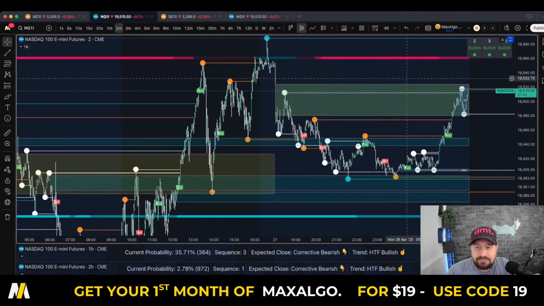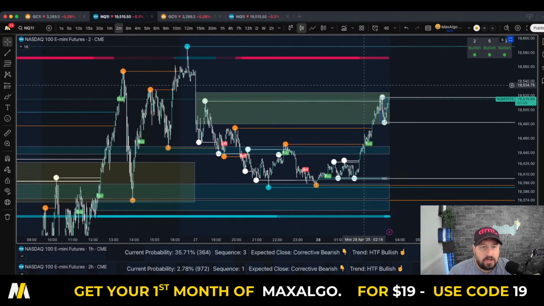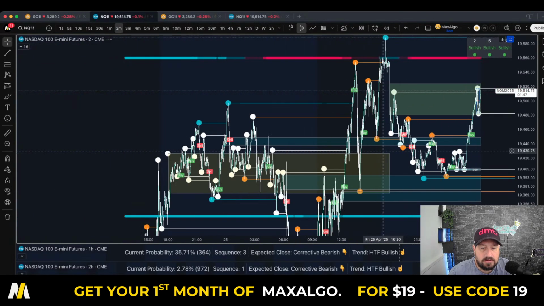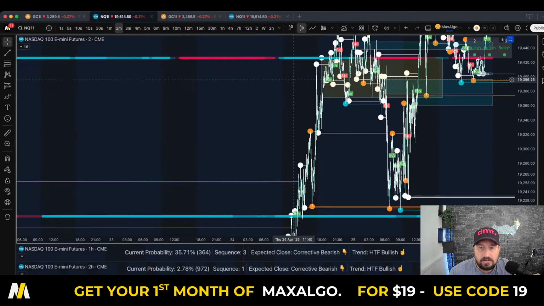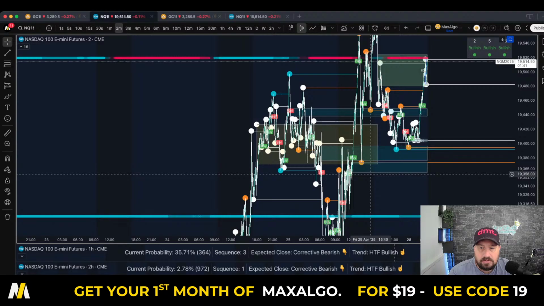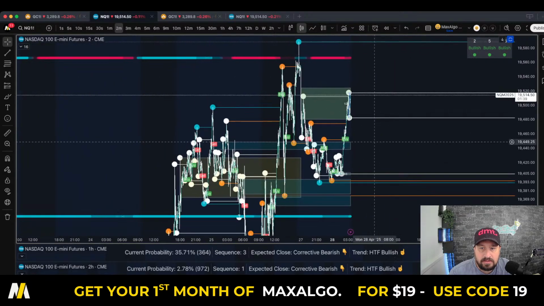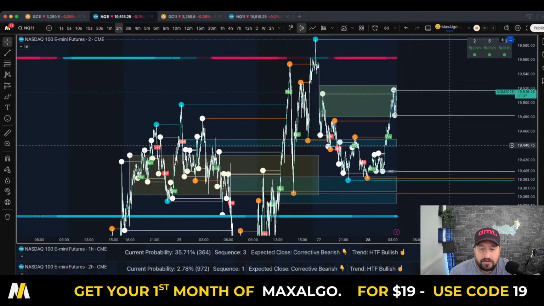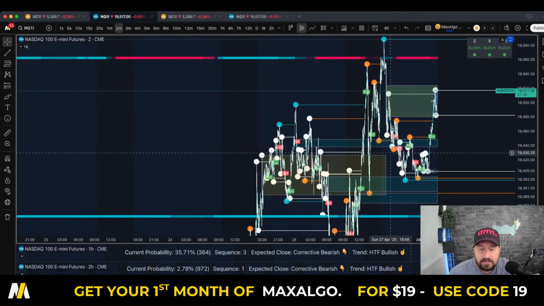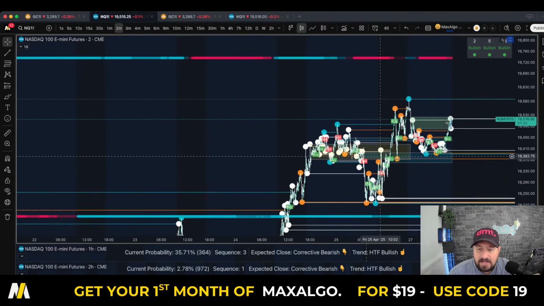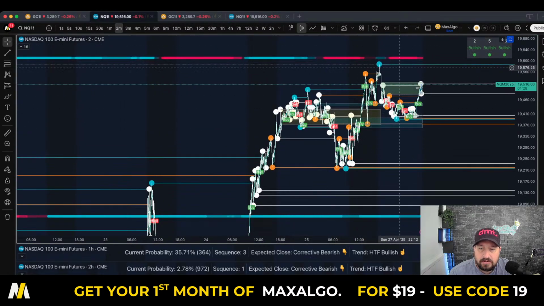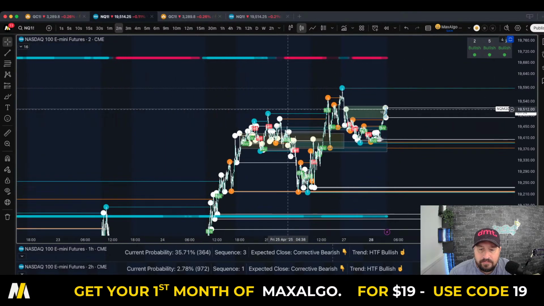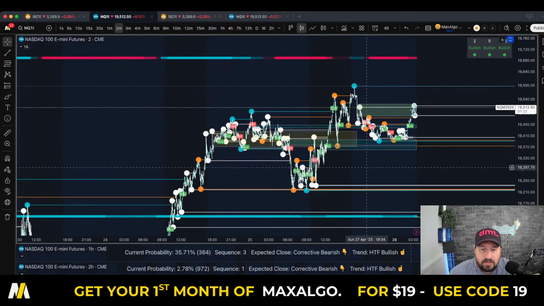Interesting stay. We could go on another bullish run, but it feels like momentum's starting to run out on the bullish run, so maybe it'll be a New York reversal.